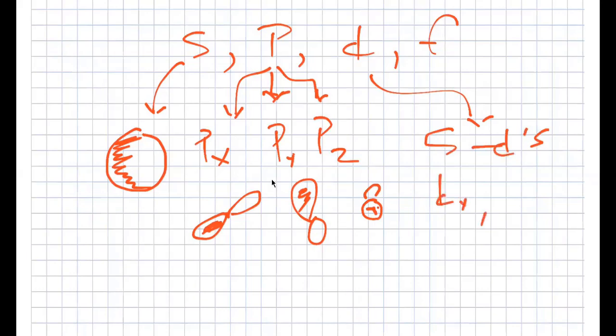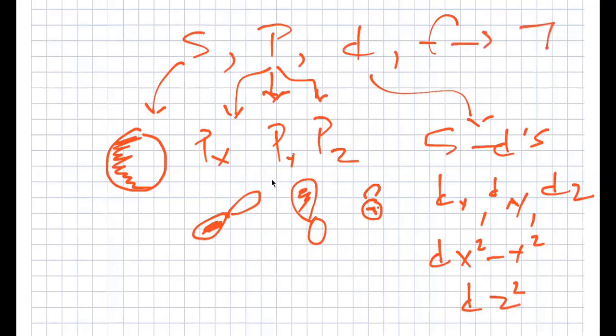dxy, dyz, dxz, and then dx squared minus y squared and then dz squared. Those are your d orbitals. And each one can hold 2 electrons. Right? And then f, how many? 7?